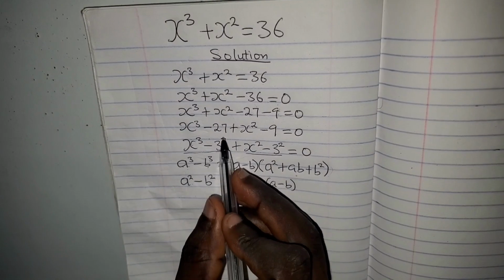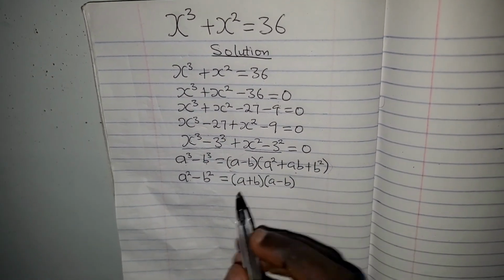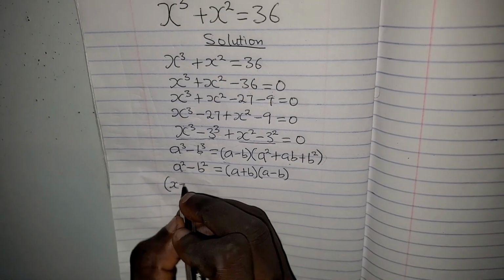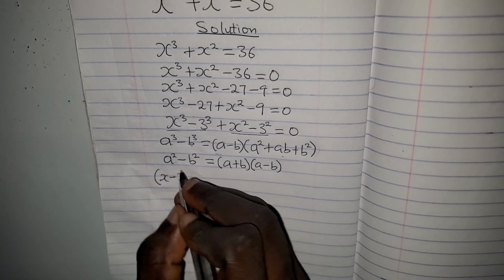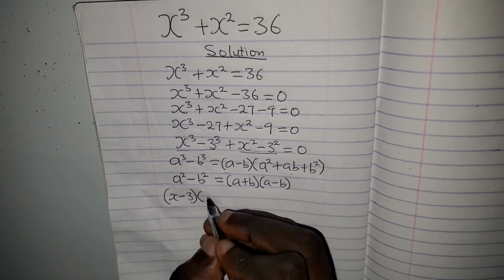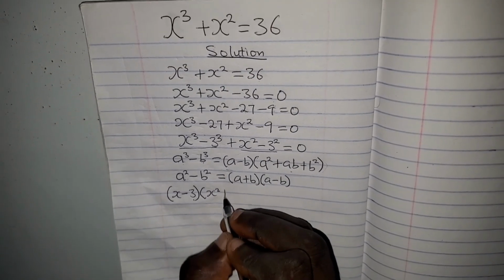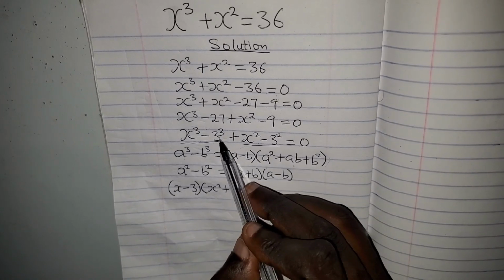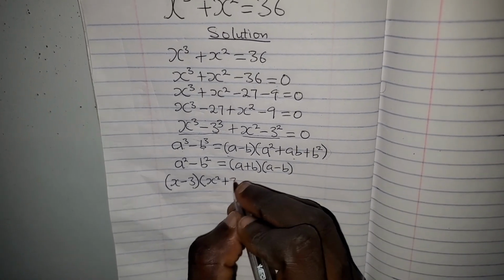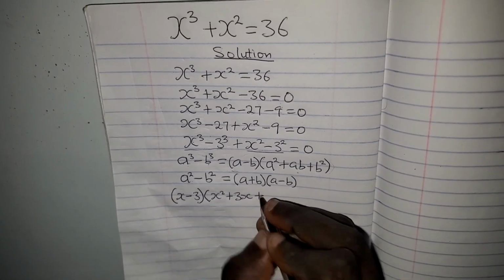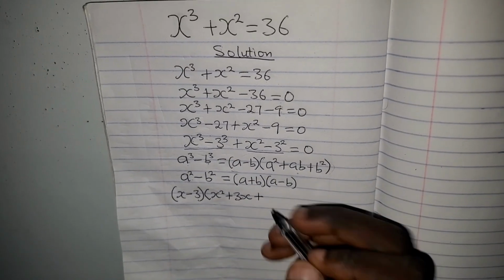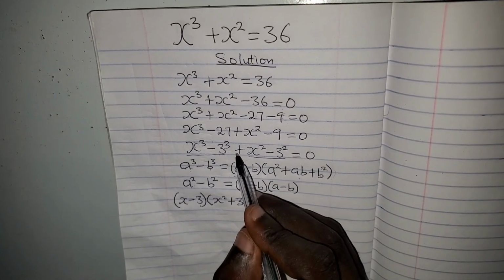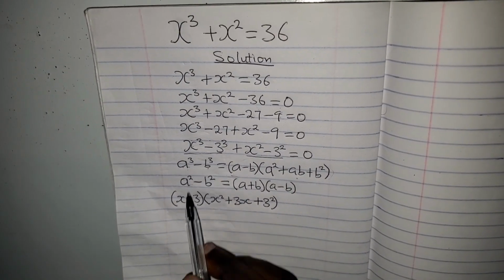Instead of me writing this part, I will write it in this form. I will have my a is equal to x, minus my b is equal to 3, times x square plus 3 times, my a is equal to x and my b is equal to 3. So 3 times x will give me 3x, plus b square, that is 3 square. So I've represented this in this.